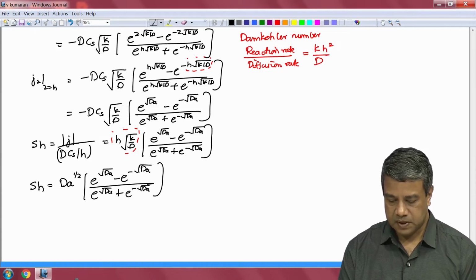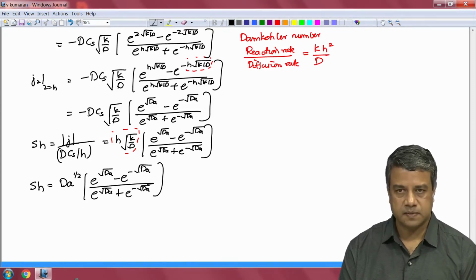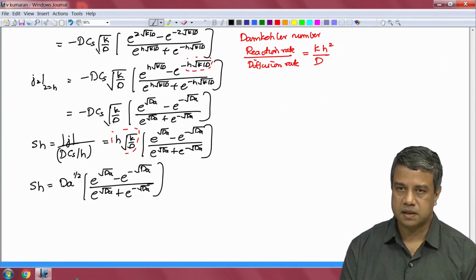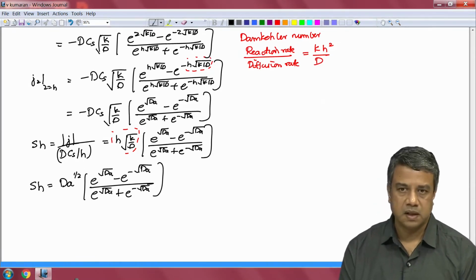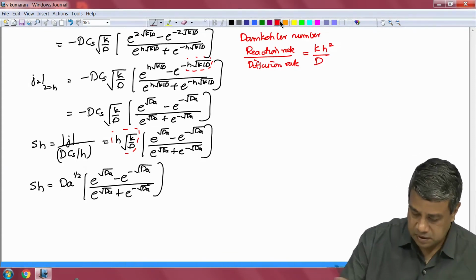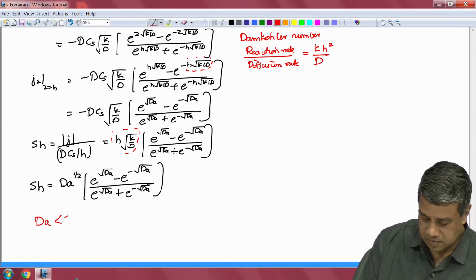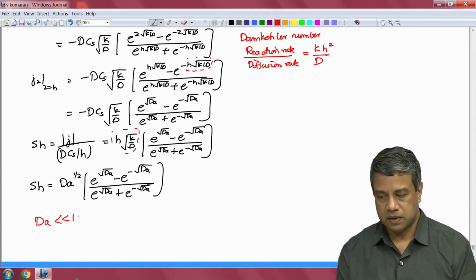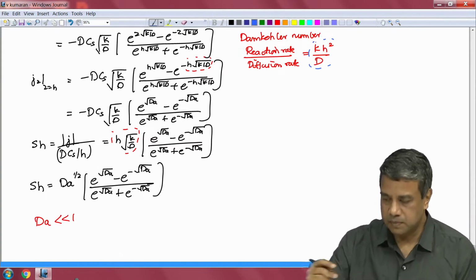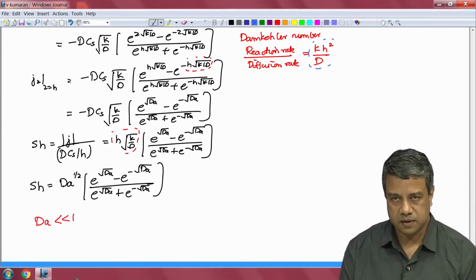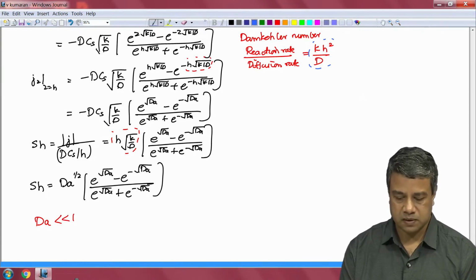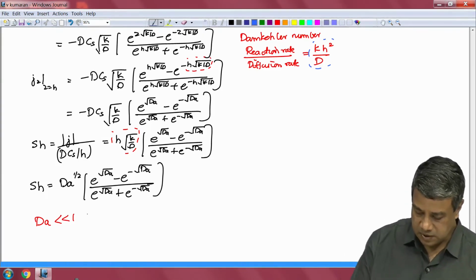And of course, it seems a complicated exponential function. However, we can get approximations for this in the limit where the Damkohler number is small and in the limit where it is large. First, consider the Damkohler number being small. The Damkohler number is equal to k h square by D, recall. So, it being small implies that the reaction rate is small compared to the diffusion rate.